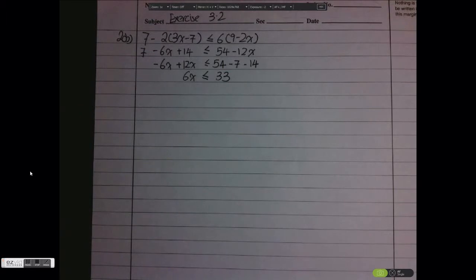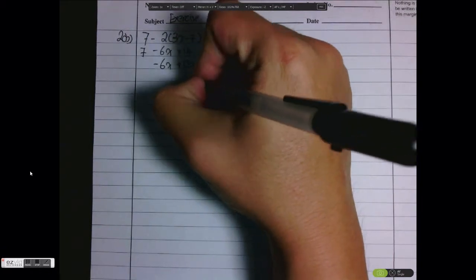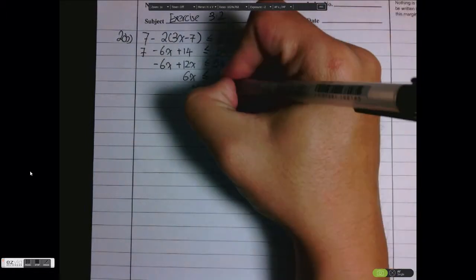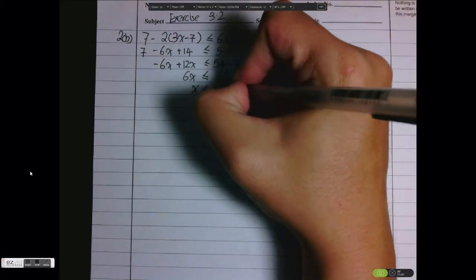Now we divide both sides by positive 6. Positive 6 means that there will be no change in the sign, so eventually I get x is lesser than or equals to 5, okay, and the half.